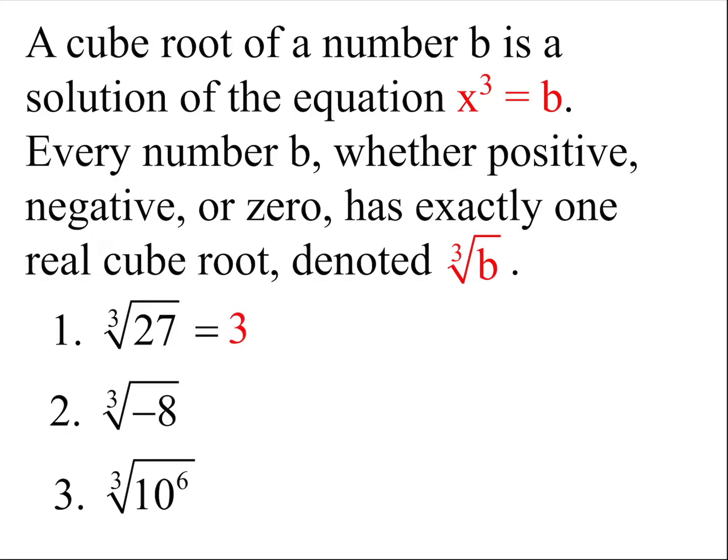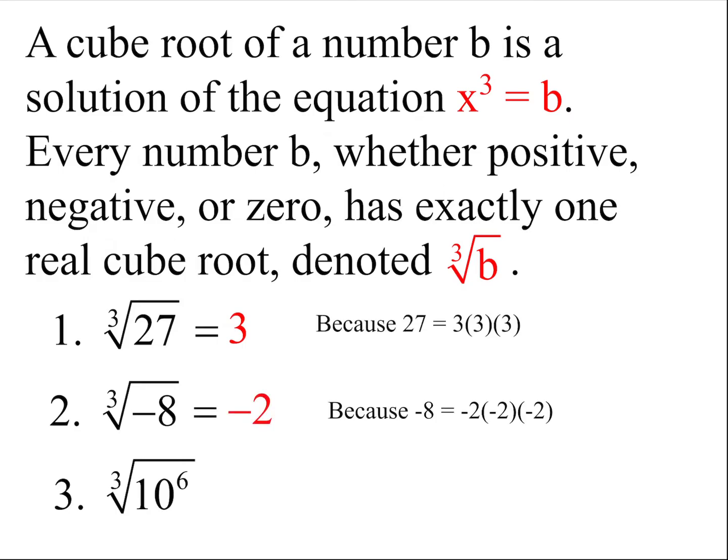But the thing with cube roots, or with odd number roots, is that a negative times a negative times a negative is what? It's a negative. So unlike square roots, where I can't take the square root of a negative number, else it'll be an imaginary number, I can take the cube root or an odd root of negative values. For example, on number 2, the cube root of negative 8 would be negative what? Negative 2, because it's negative 2 times negative 2 times negative 2.